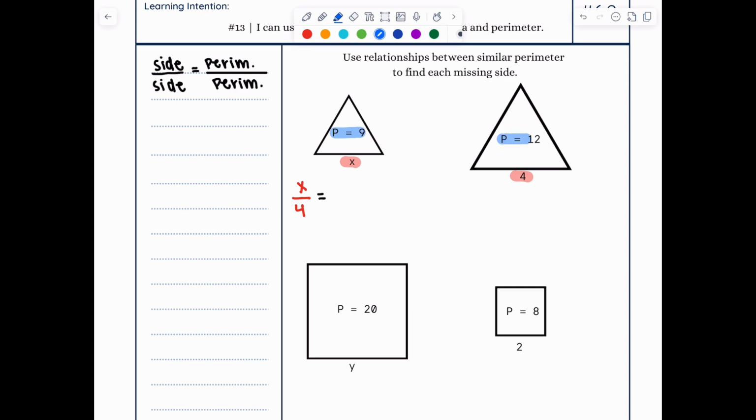If I'm writing a proportion, I need to look at the ratio that exists between the side lengths, so x over 4, and then the ratio that exists between the perimeters, which is going to be 9 over 12. Now, if you want to simplify the fraction, you're more than welcome to, but I just choose to go ahead and cross multiply from here.